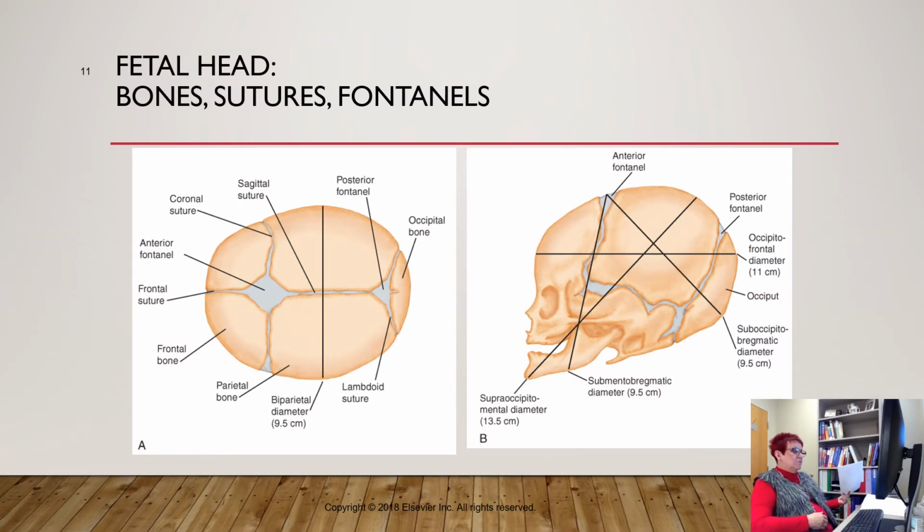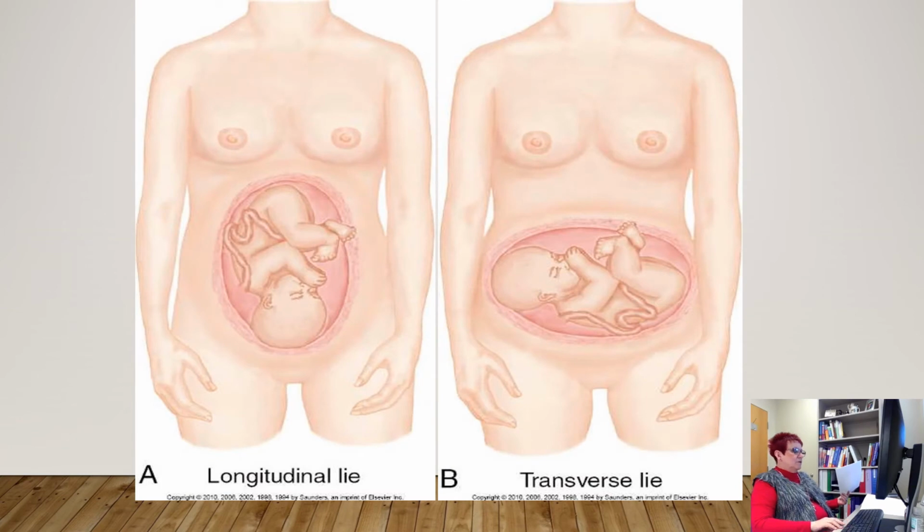So here's just another picture of it. As you can see, the anterior fontanelle is a real nice little diamond shape. The posterior is a little bit flatter on one side than the anterior. So you can see the baby is laying on the long axis on letter A, the longitudinal lie, whereas the transverse is laying opposite, if you will, of the spine of the mother.